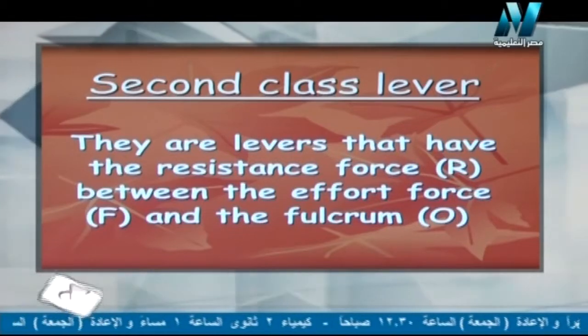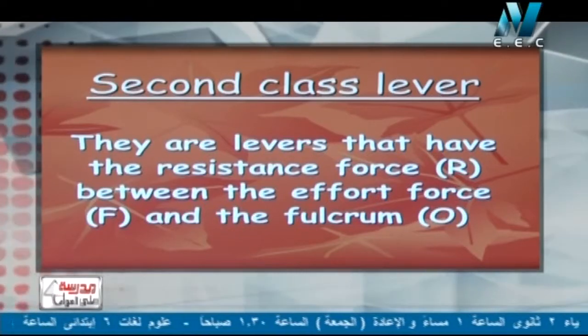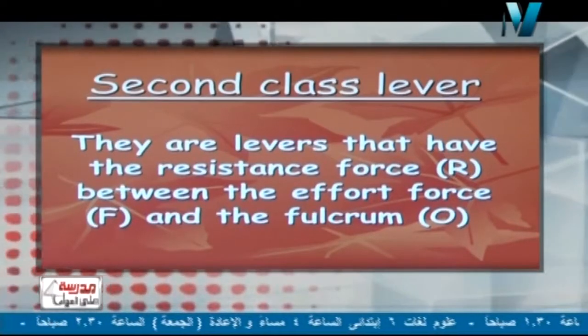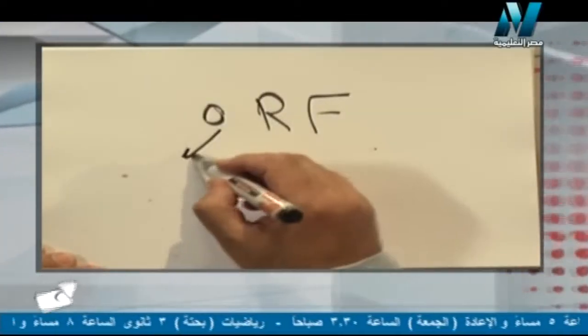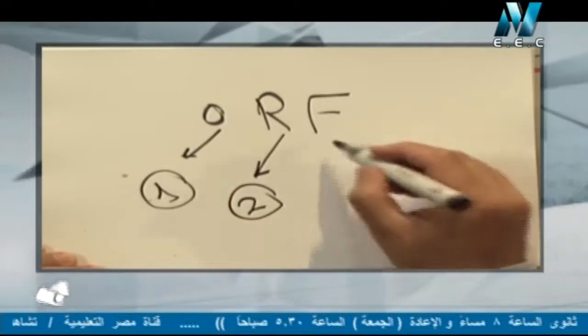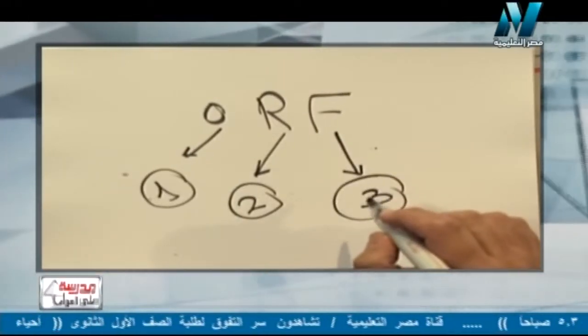Again, second class levers are levers that have the resistance force R between the effort force and the fulcrum. فكركم تاني بالsecret word, ORF, ORF نكتبها مع بعض. If O is in the middle, it will be a first class lever. If R is in the middle, it will be a second class lever. If F is in the middle, it will be a third class lever.